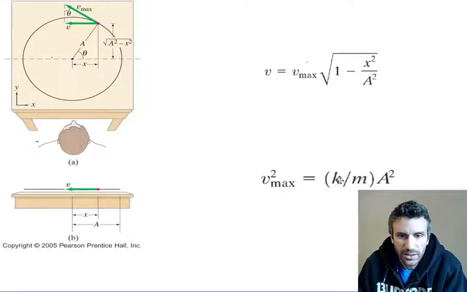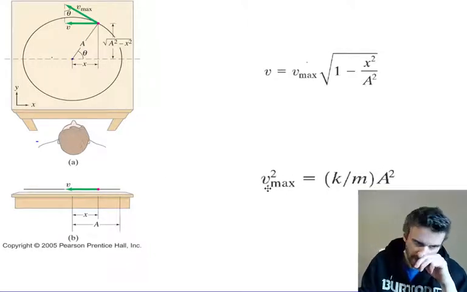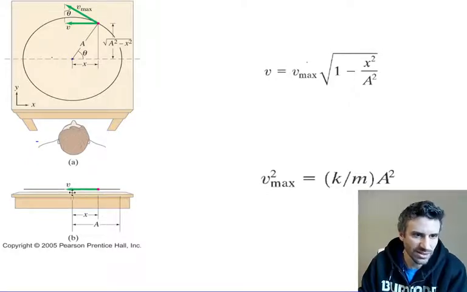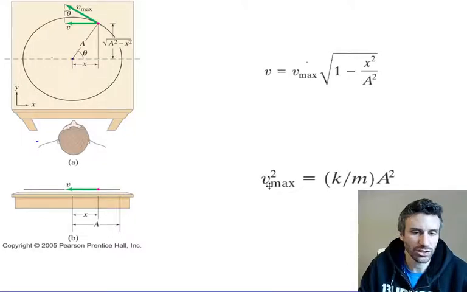K is the spring constant of the spring, and even if you don't physically have a spring, you can still express it in terms of K. A is the amplitude, maximum displacement, right? Vmax, again, that is the velocity as it crosses the center, or it is the same thing as the tangential velocity.